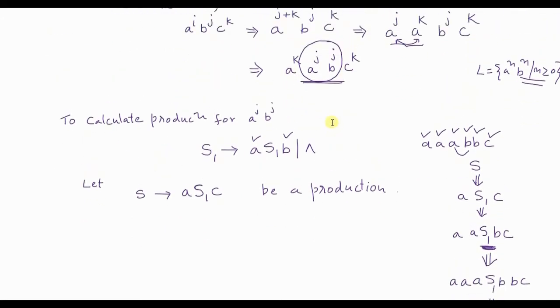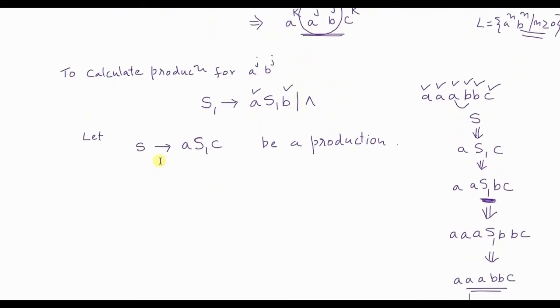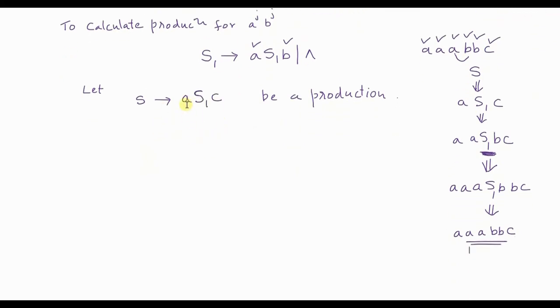But the problem over here is, this production that I have written adds a single A and ensures that this single A gets matched to a single C. But what if there are more A's and more C's? What if there are more A's and more C's?